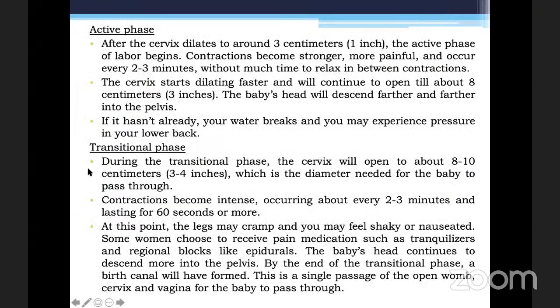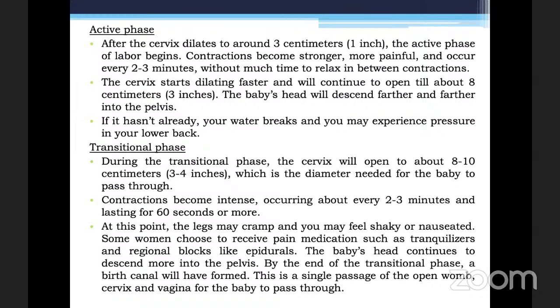The active phase is when, after the cervix dilates to around 3 centimeters, the active phase of labor would begin. In this, contractions become stronger, more painful, and would occur every 2 to 3 minutes without much time to relax in between contractions. The cervix would start dilating faster and it would become open till about 8 centimeters, which is 3 inches. The baby's head would descend further and further into the pelvis. And if it hasn't already, the water would break and the mother would experience pressure in the lower back.